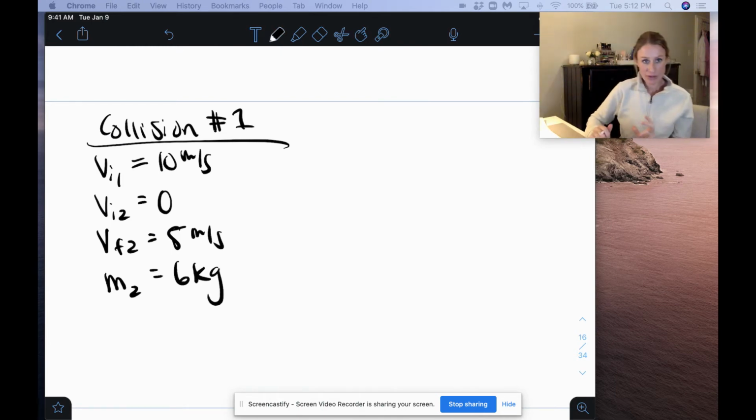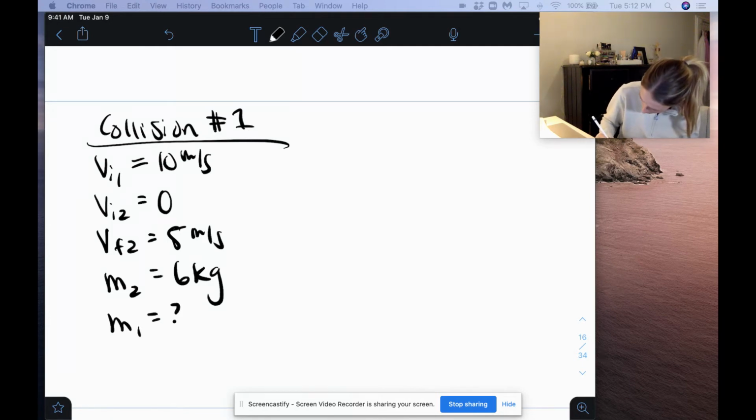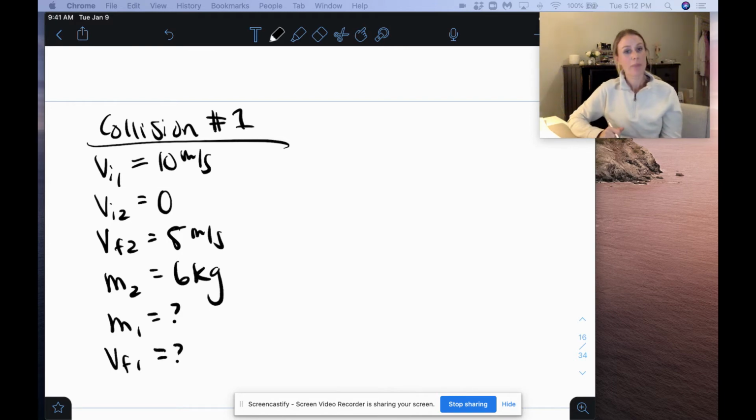So the things that I don't know still are m1, which is a question mark, and we also don't know the final velocity for 1. Right? But again, this is also an elastic collision. So because of that, again, both momentum and our kinetic energy are conserved. So we're going to do the same thing that we did in the first example, except it gets even more complicated this time because now we only have one thing that's 0 here. So not as much stuff is going to cancel out as before.